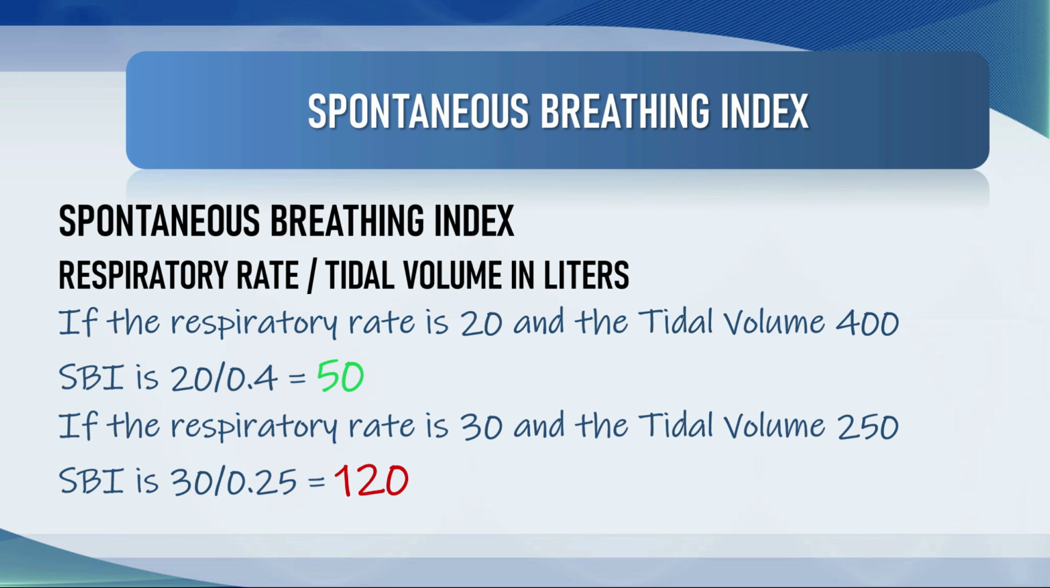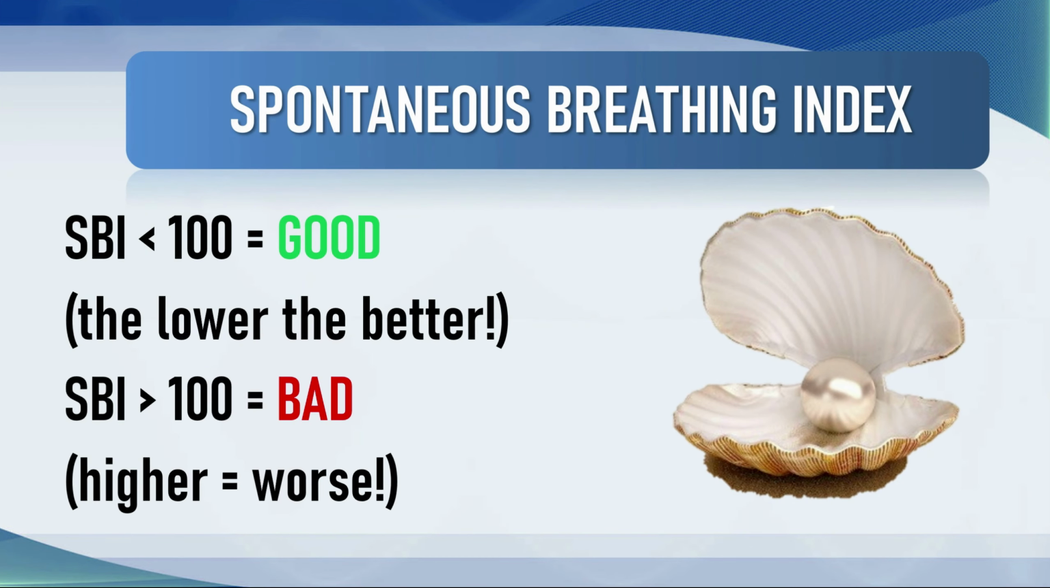Let's look at the clinical pearl. The key number here is 100. If the spontaneous breathing index is less than 100, that is good. The lower that number, the better. A spontaneous breathing index of more than 100 is bad, as it represents rapid shallow breathing. The higher, the worse it is for the patient. And so we can use the spontaneous breathing index, the SBI, as a way of targeting the pressure support inspiratory pressure level.